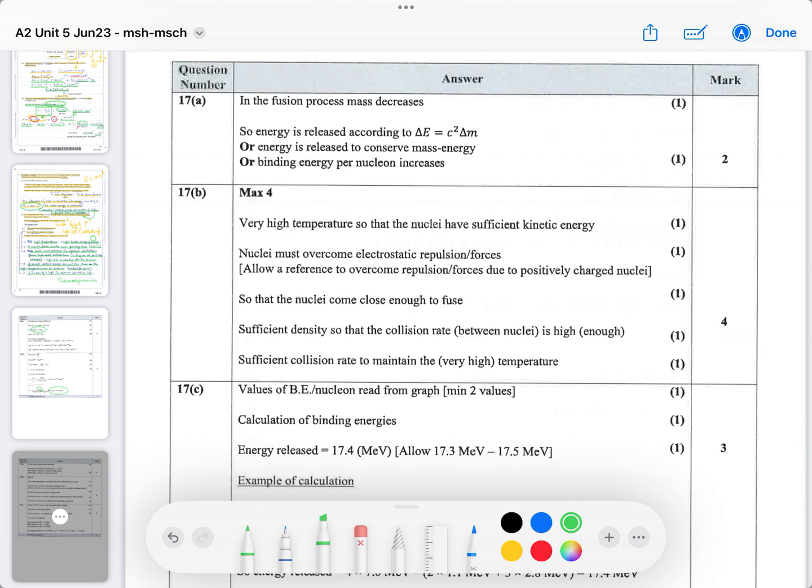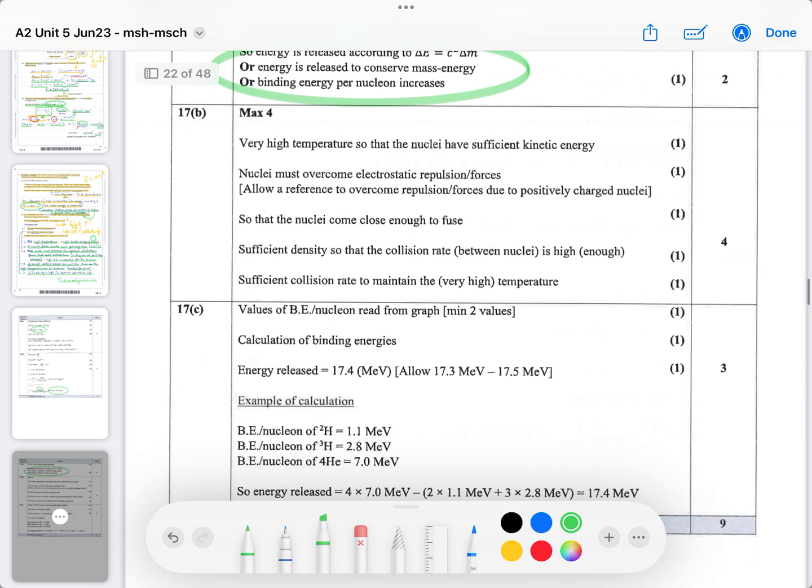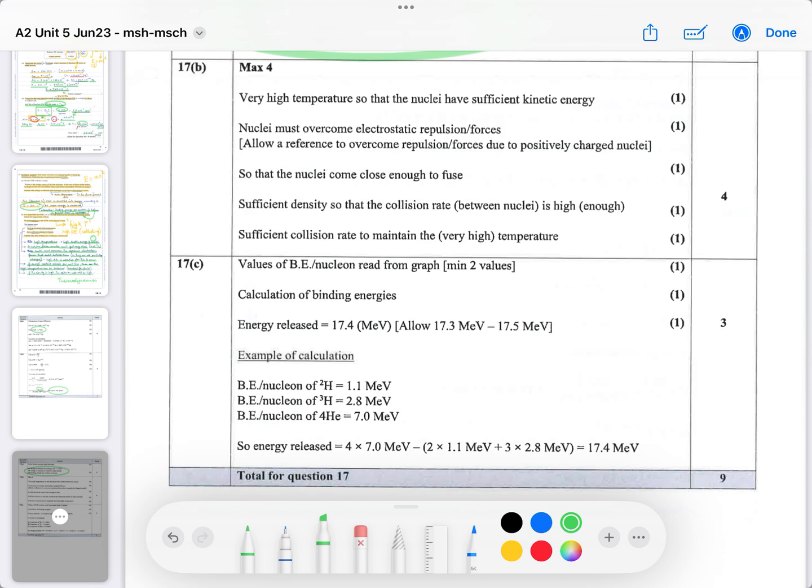In the fusion process, energy is released, and then here's alternative ways of getting the second marking point. Okay, these are the concepts that you need to be familiar with. So you need to learn this kind of language. And then 17B is what we just did. Yeah, high temperatures, high kinetic energy, nuclei must overcome repulsion, blah, blah, blah. So the nuclei must come close enough to be able to fuse, and we're talking about approximately 10 to the minus 15 meters, 10 to the power of minus 15 meters, sorry about my scribble.